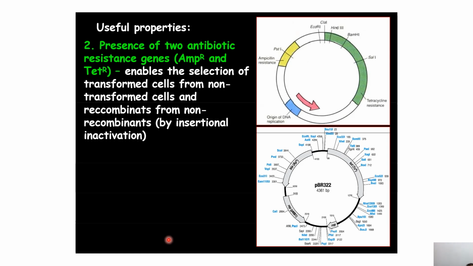So whatever we do with blue white staining, we can do without the need of going into the blue white staining concept, because now we have two antibiotics, so we can exploit both the antibiotics to not only select transformed cells from non-transformed, because only transformed cells will grow in antibiotic-containing media, but also recombinants from non-recombinants.